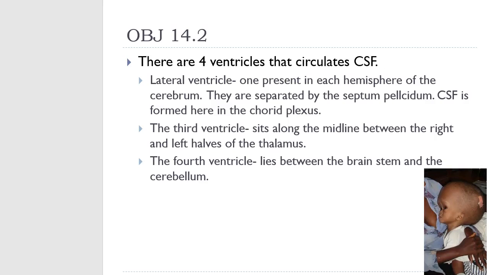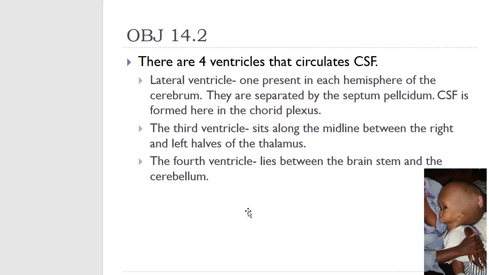There are 4 ventricles altogether. 2 of them are called the lateral ventricles, one in each hemisphere. So you have the left hemisphere of the brain and the right hemisphere of the brain. More specifically, they're in the cerebrum, and they are separated by something called the septum pellucidum. I'll show you that in lab. And CSF is formed here in the choroid plexus. So I really need you to key in on this part right here.